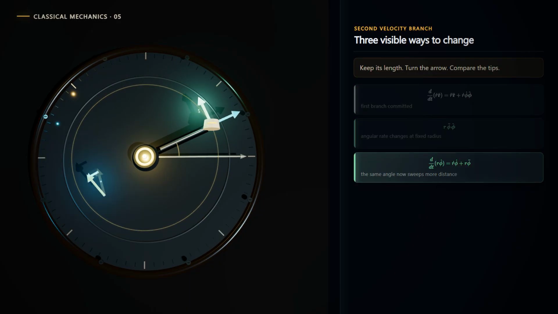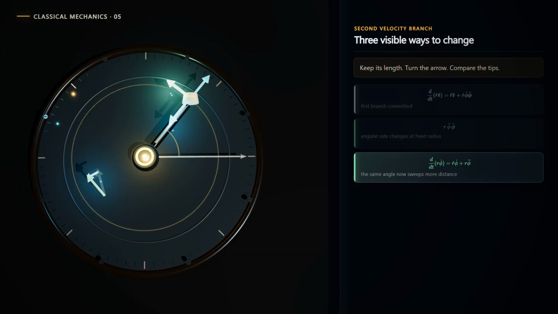There is one more change hidden in the transverse arrow. Its direction rotates. Hold its length steady and compare nearby copies. The tip-to-tip difference points inward. That is exactly the rule for phi-hat changing toward negative r-hat. Multiply that directional change by the transverse speed already present, r phi-dot. No speed readout had to change.